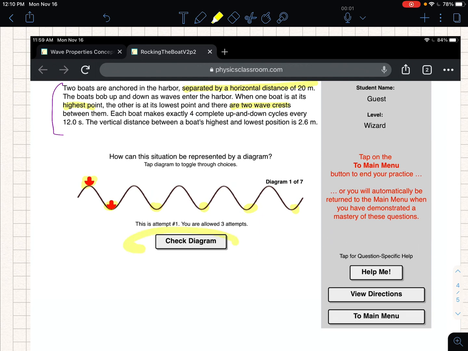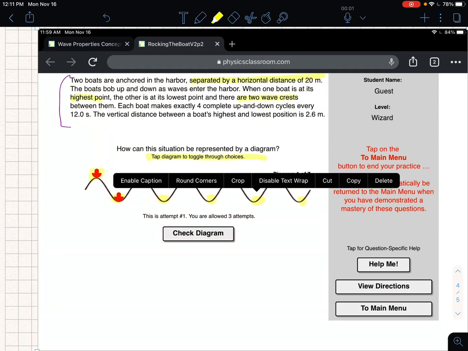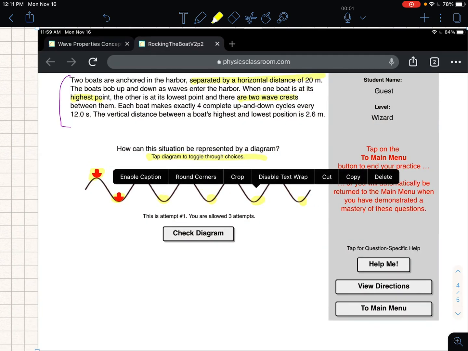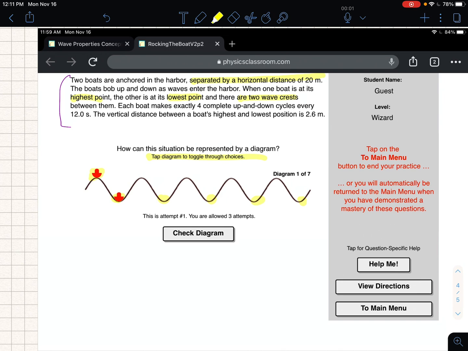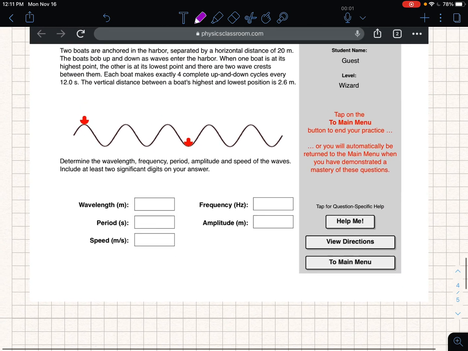And when you toggle through, oops, sorry, undo that. When you tap this diagram, you'll see you can position that second boat wherever you want. Well, it says that the other is at its lowest point, and there are 2 wave crests in between them. So 1, 2, that means this guy must be in this spot right there. And I hit check diagram, and sure enough, you're good.